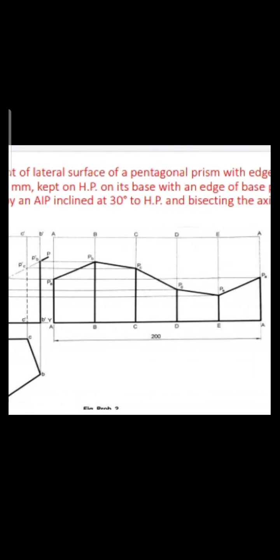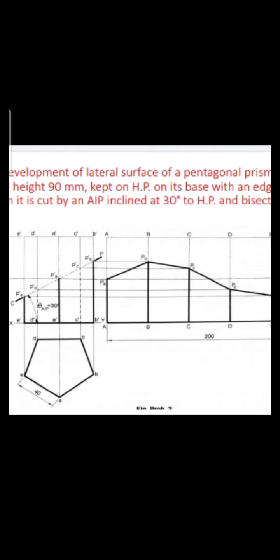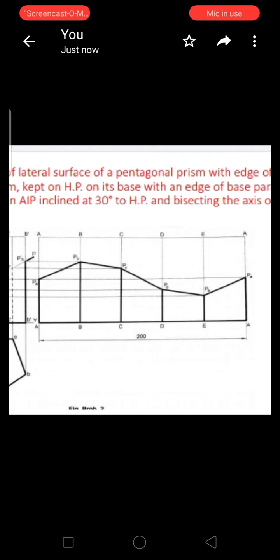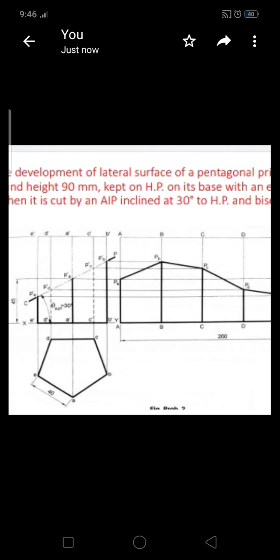Then how to draw the DLS here? So initially just take the 200 mm distance, make the complete rectangle. What is the 200 here? 200 is the perimeter of the base, perimeter of the pentagon. That is 40 into 5, that is 200. So mark here 200, complete the rectangle, then divide into 5 equal parts since it is a pentagon. So mark the points here, join the lines, mark the points as AA, BB, CC, DD, EE, and again AA. Fine. So that already you have completed.